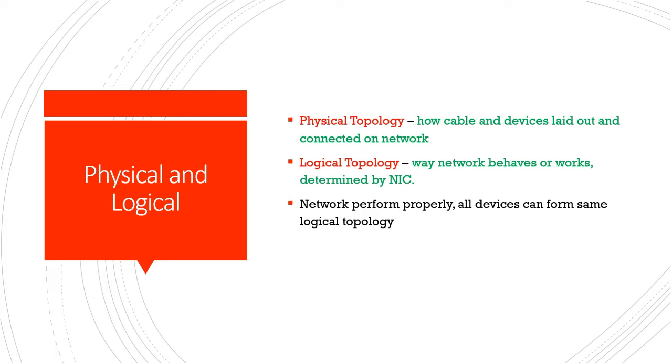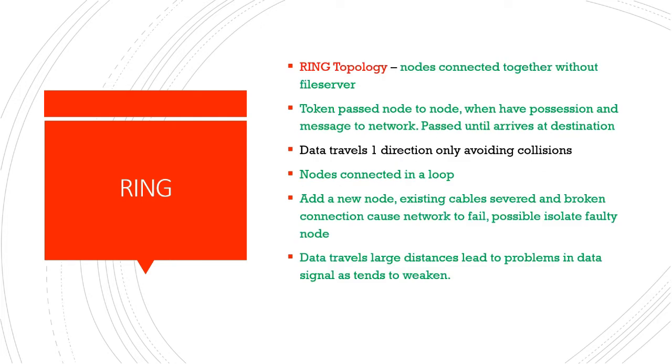So let's get through and talk about the actual different topologies then. I think the only ones we're going to go through are physical topologies, but there are different phases of logical in them. The first one is a ring topology, and this is where nodes are connected together without a file server. If you just picture a circle and put a pile of computers around that circle, the data flows in one direction only, either clockwise or anti-clockwise.